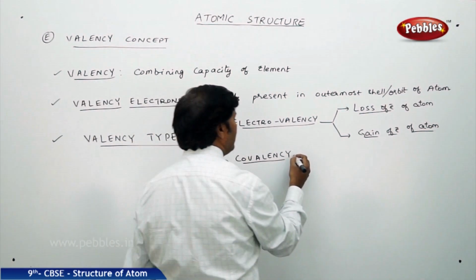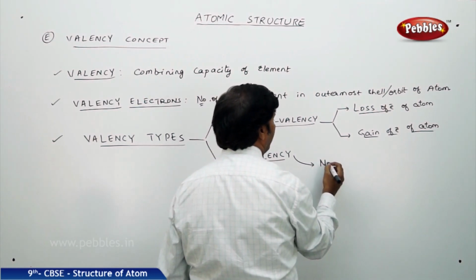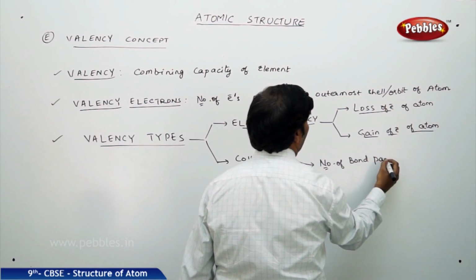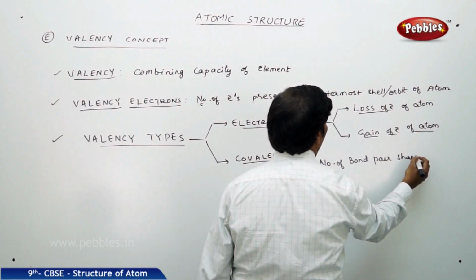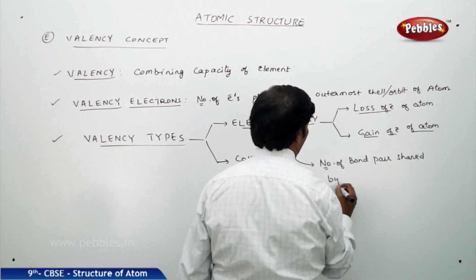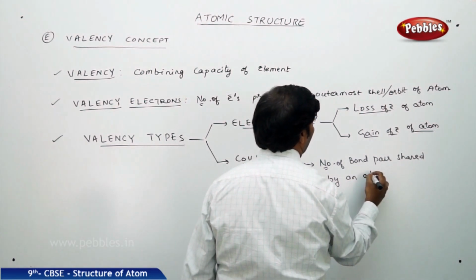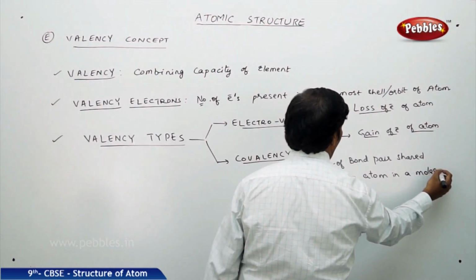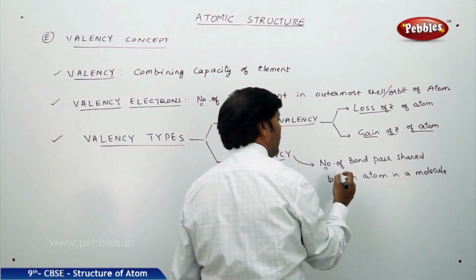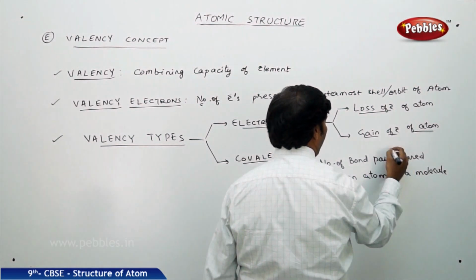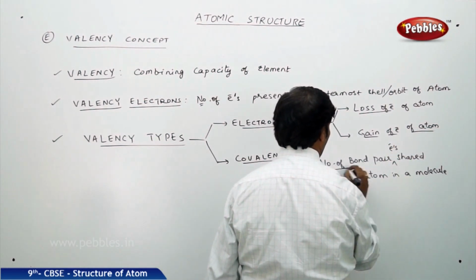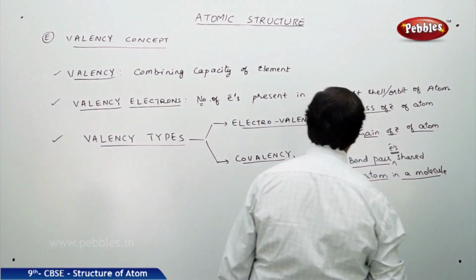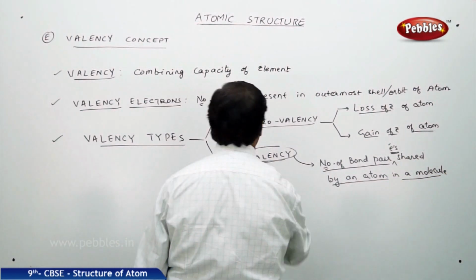If you go for covalency, it is nothing but the number of bond pair electrons shared by an atom in a molecule. The number of bond pair electrons shared by an atom in a molecule is simply covalency.